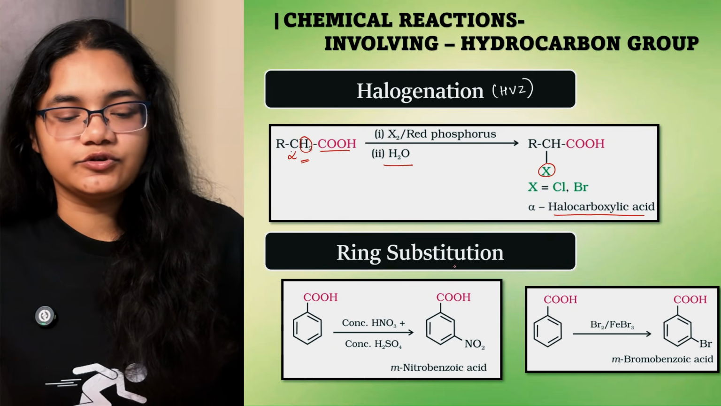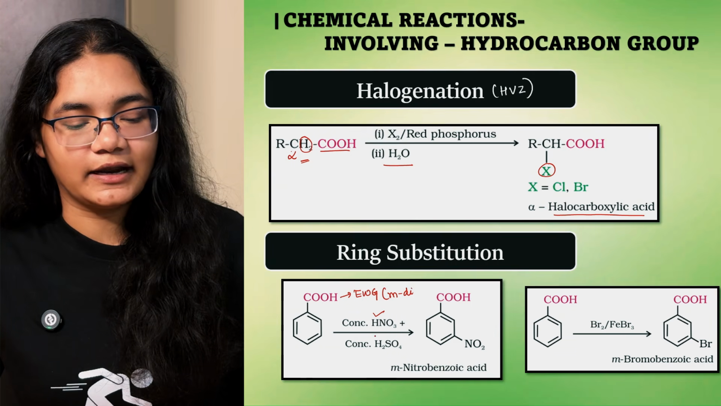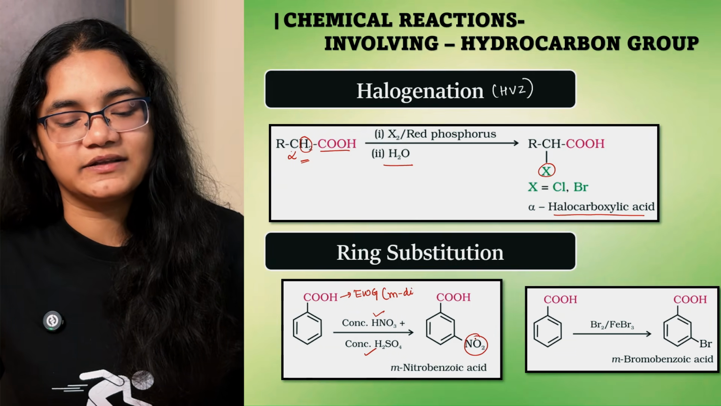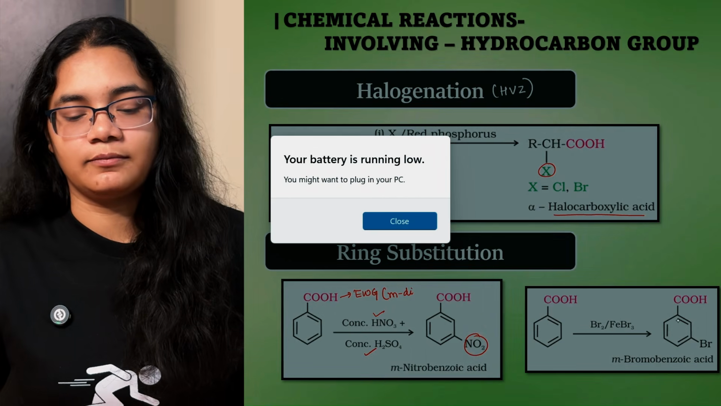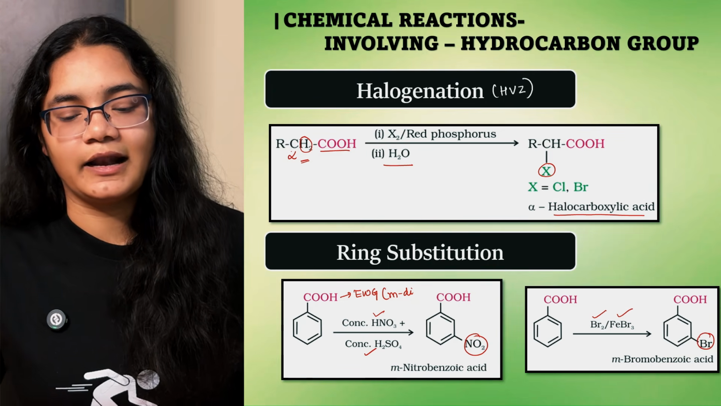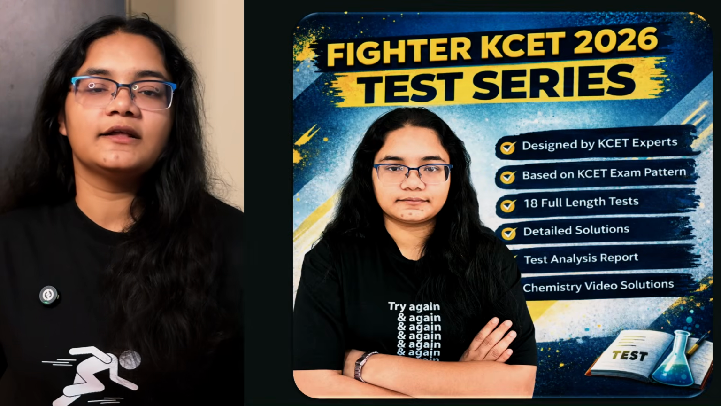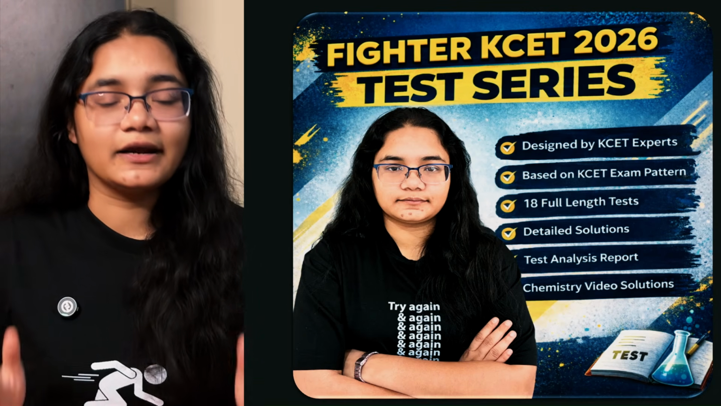Now next one is ring substitution. The COOH group is an electron withdrawing group, and since it is an electron withdrawing group, it is meta directing. So with concentrated nitric acid and H2SO4, the NO2 group is attached at the meta position, and similarly with Br2 and FeBr3 you will get Br at the meta position. Okay, so children, this was all about the quick revision of the chapter aldehydes, ketones and carboxylic acids.